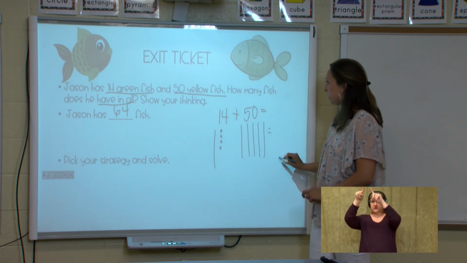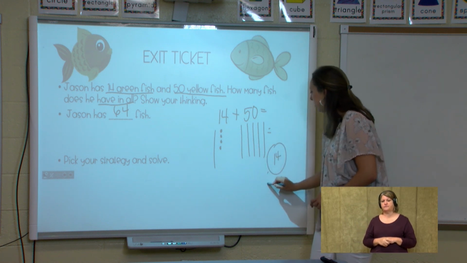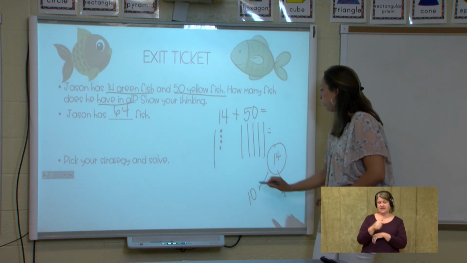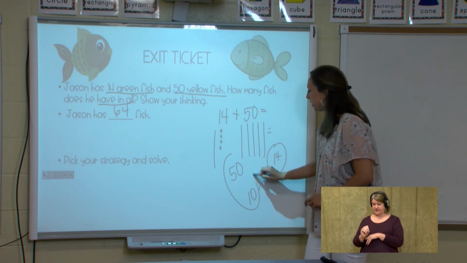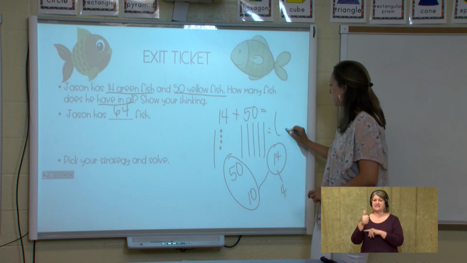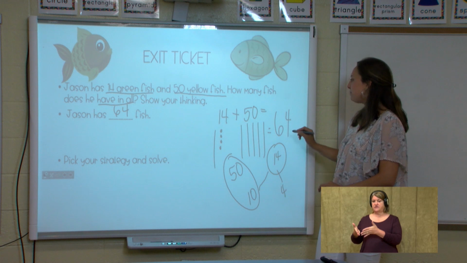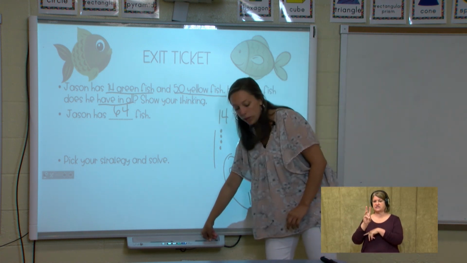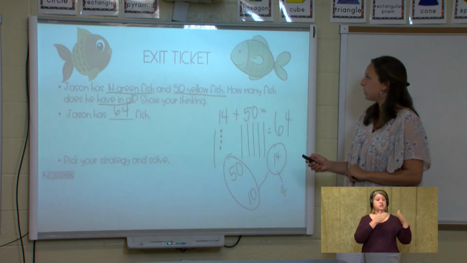Let's check ourselves by using the number bond. We can put the 14 in our bond. We know that makes 10 and 4. We add the 50. 50 plus 10 equals 60. And our 4 ones left over gives us the same sum, 64. Remember to always pick the strategy that works best for you.